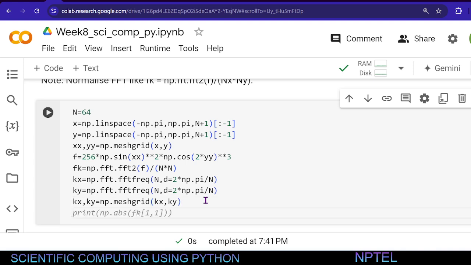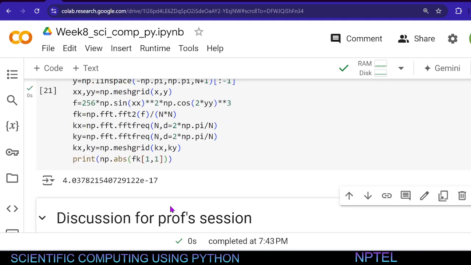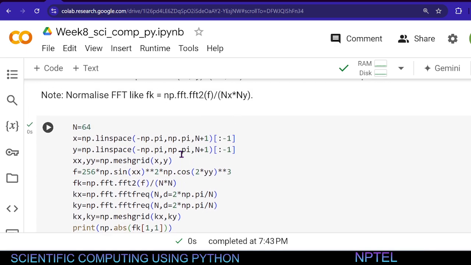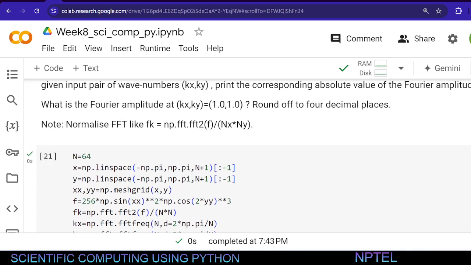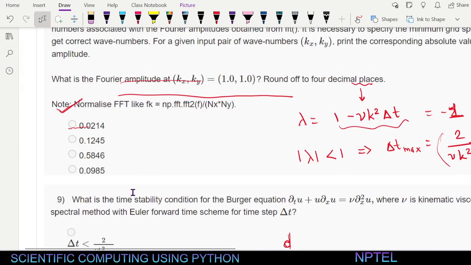And what should we calculate? Yeah, fk of 1, 1, that is what is asked, and you get 4.03 times 10 to the minus 17, so it's very close to 0, which is what we had found. Okay, so it is 0, none of the options is correct.